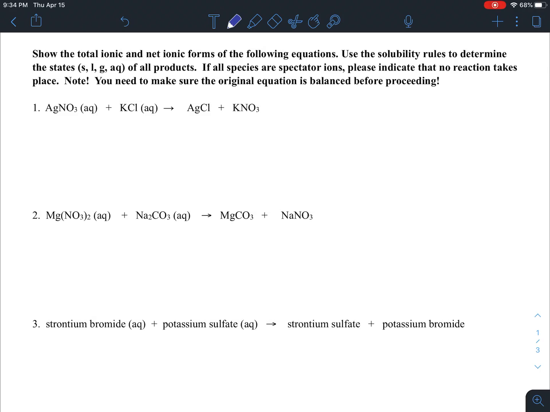Now that you've had an opportunity to learn a little bit more about how to predict a double replacement reaction, whether it should occur or not, based on if a precipitate will form, we're now going to use those solubility rules to determine the states of all products that are provided to us in these first equations. And then if a reaction should occur, so if a solid, liquid, or a gas will form as a precipitate, then we're going to go ahead and write out the net ionic equation as our final answer.